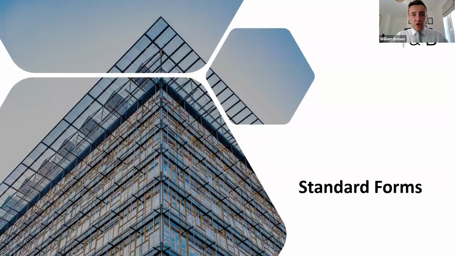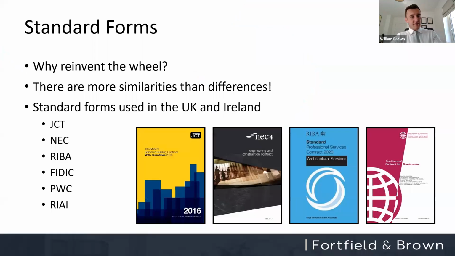So that then takes us on to standard forms of contract. And in terms of standard forms of contract, the question that I always ask people is this: why reinvent the wheel? Construction projects are, generally speaking, structured in the same way. You need a contractor to build something in return for money. And how they go about doing that may differ slightly in terms of methodology, but the contractual machinery isn't altogether different, or it doesn't need to be altogether different.